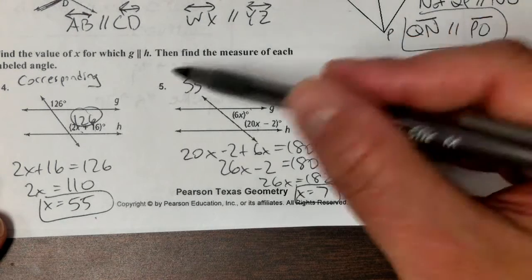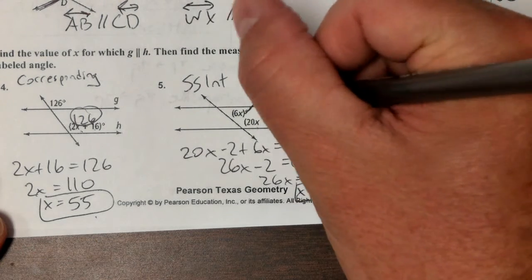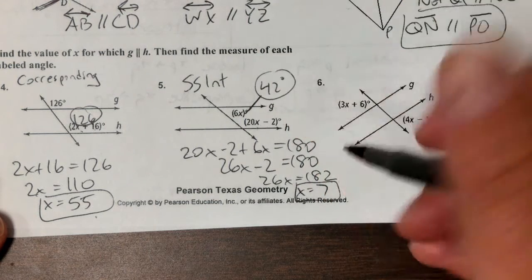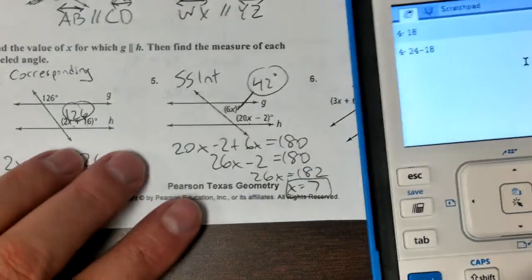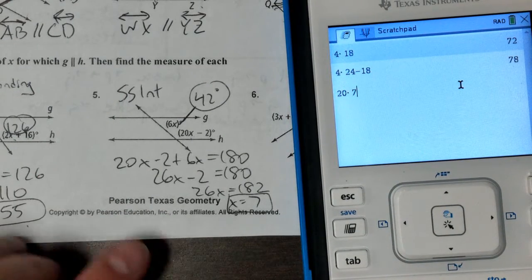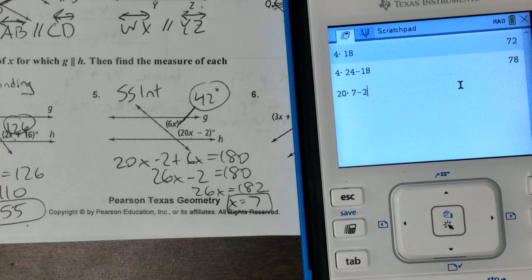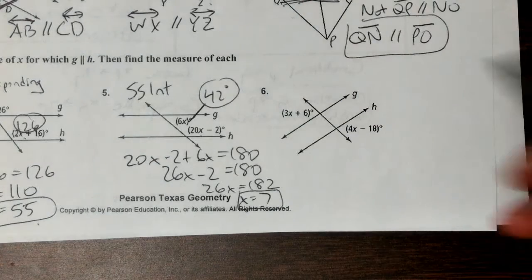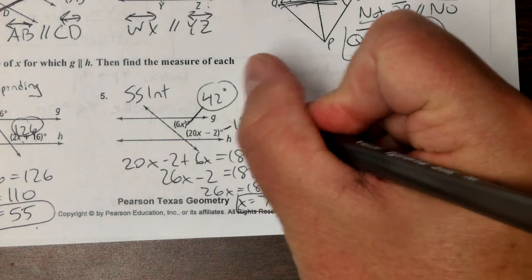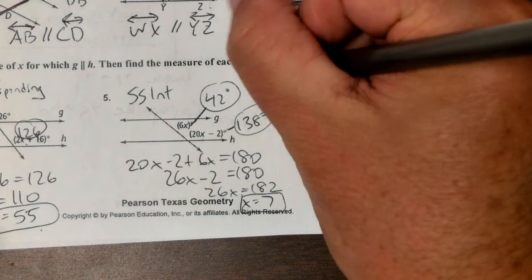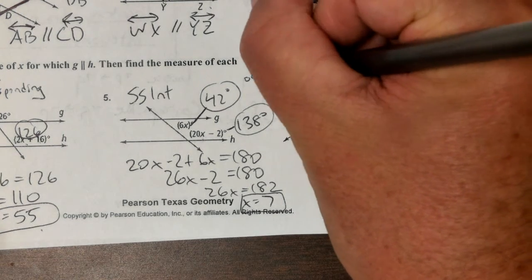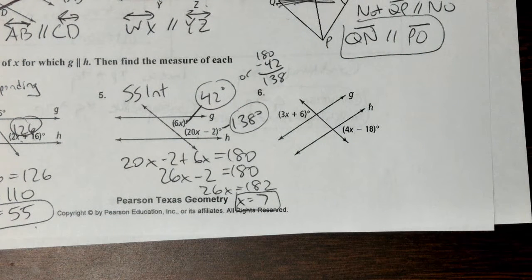It also wants the measure of each labeled angle. So this one would be 6 times 7, which is 42 degrees. And this one, you do 20 times 7 minus 2, and you get 138. So this is 138 degrees. Another way to check is if you do 180 minus 42, you also get 138. So that's how you check your answer and make sure you know that you're right. Any questions?